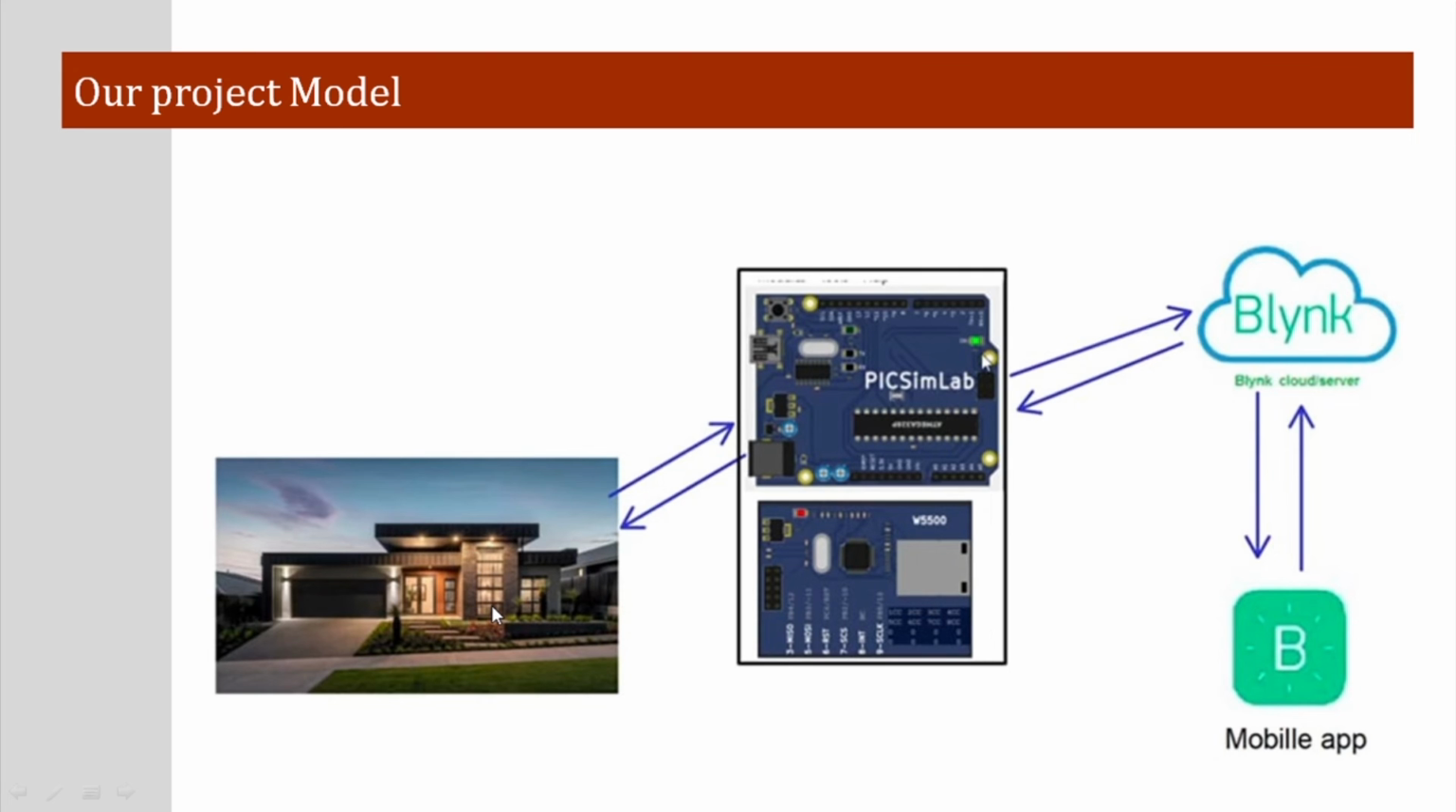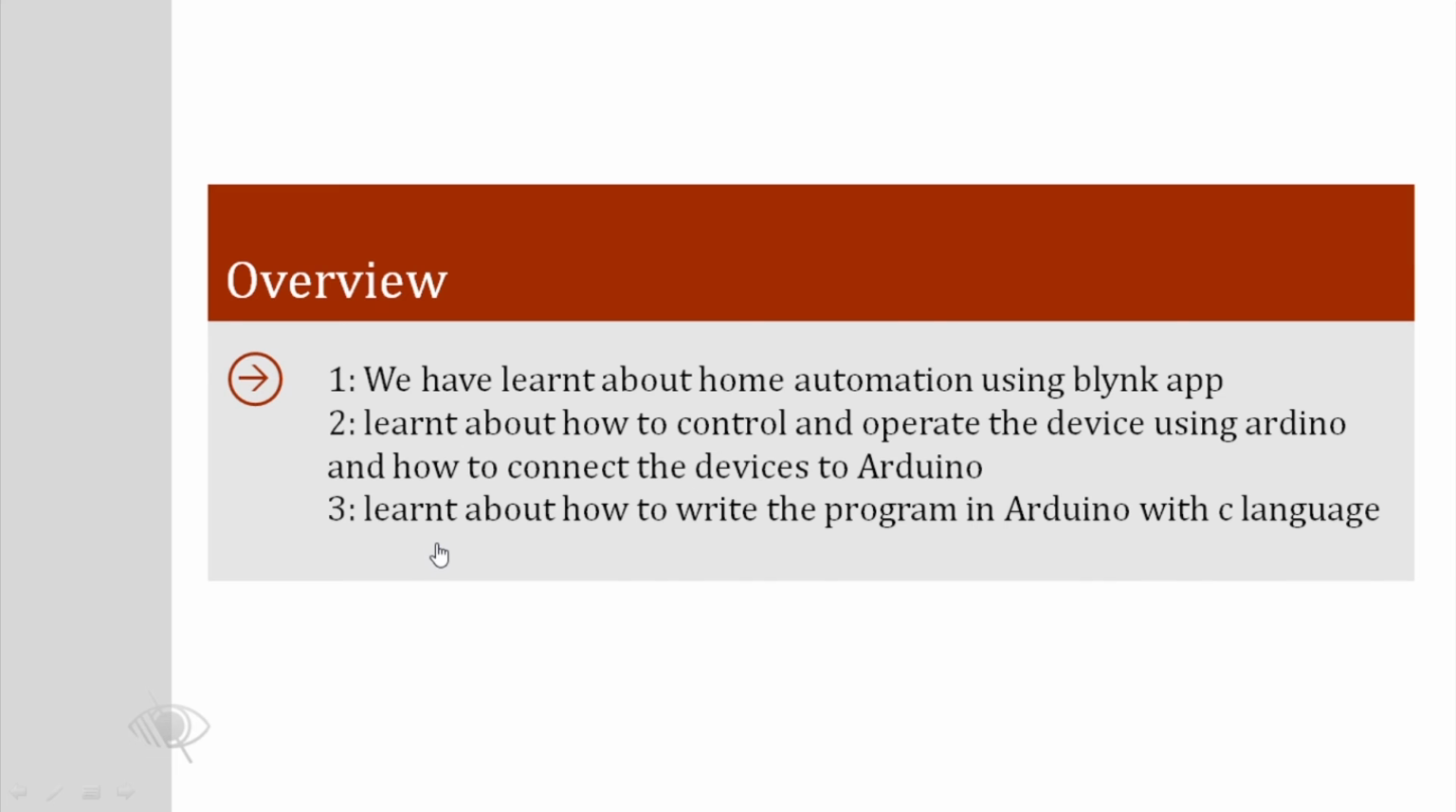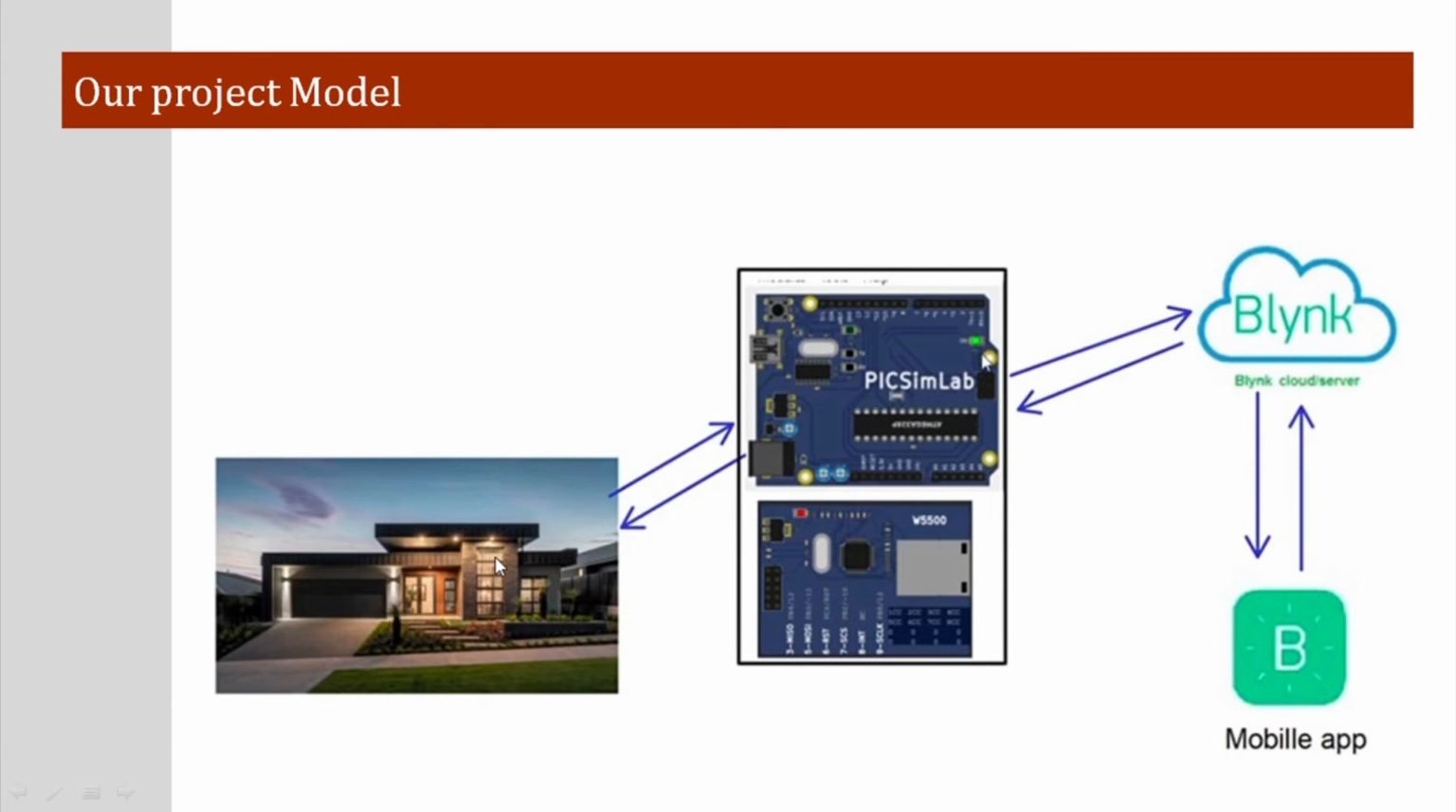Thereby the devices are controlled. And from this the status of these devices again goes to the Arduino Uno, and from the Arduino Uno it goes to the Blink server. From the server again it goes to the Blink app, which shows the notification in our mobile app. So this is our project model. We have done all these things in the demo video, so let's see the demo video in the next slide.